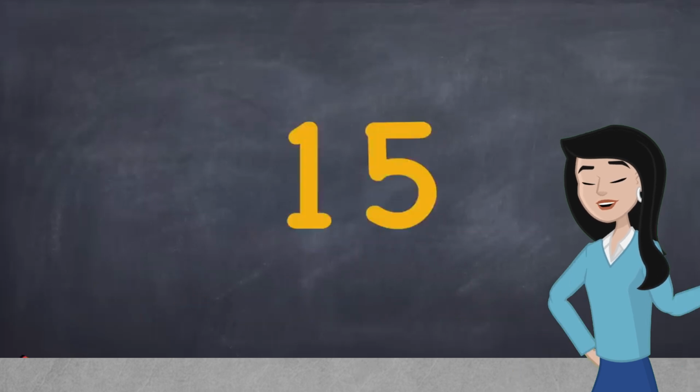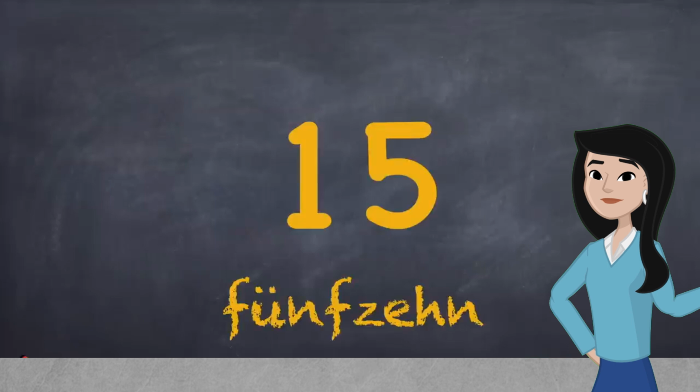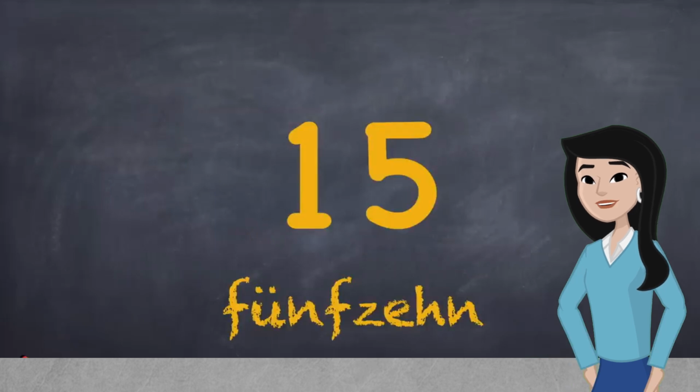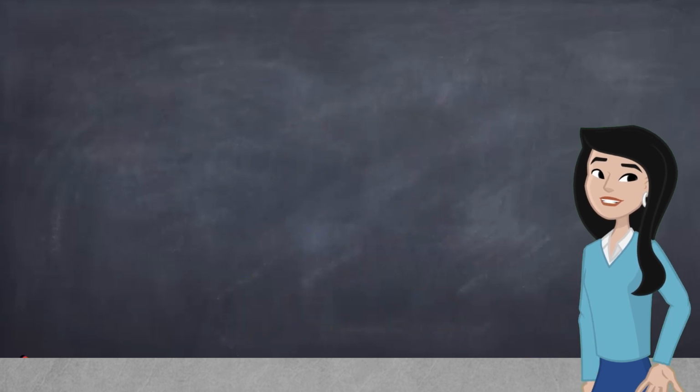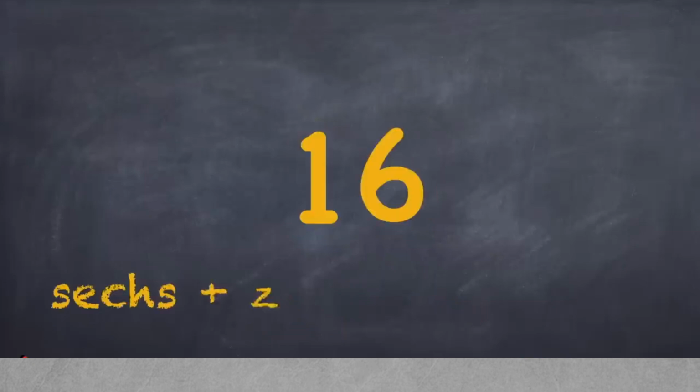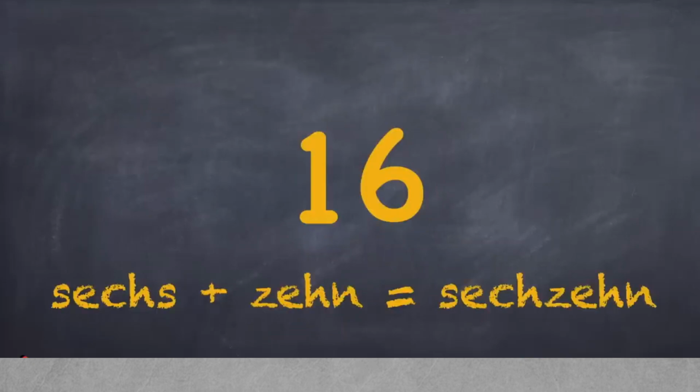And can you guess the next one? Fünfzehn. Once again, fünfzehn. Sechzehn. Once again, sechzehn. Well, in this case, you do bring 6 and 10 together, but 6 is used without S. This is to make the pronunciation easier.